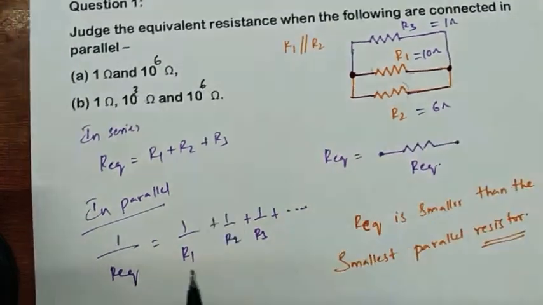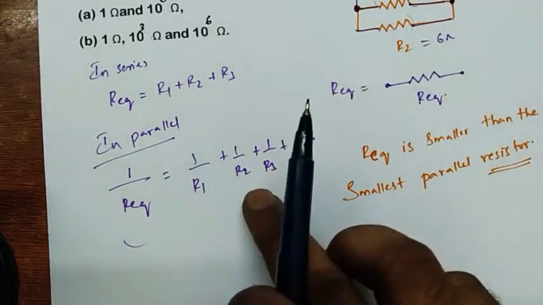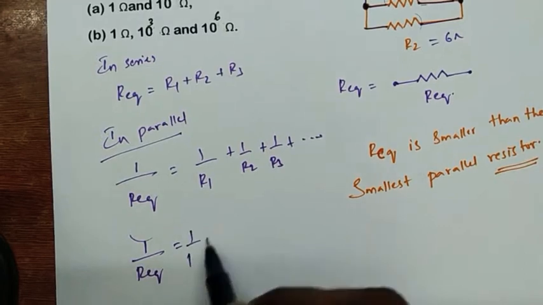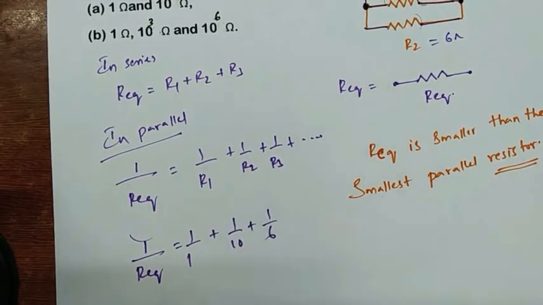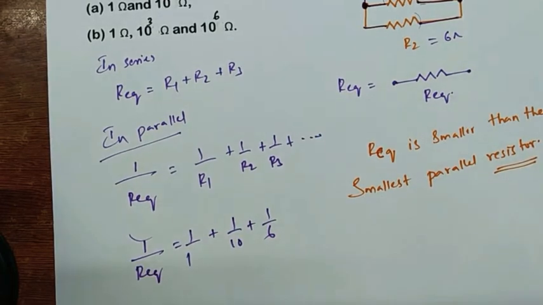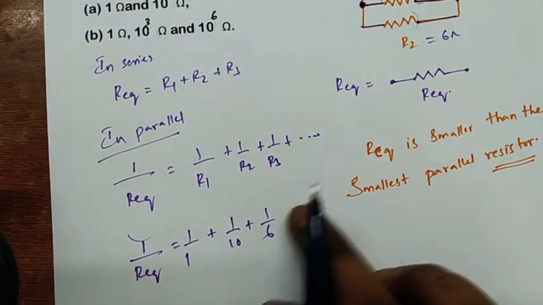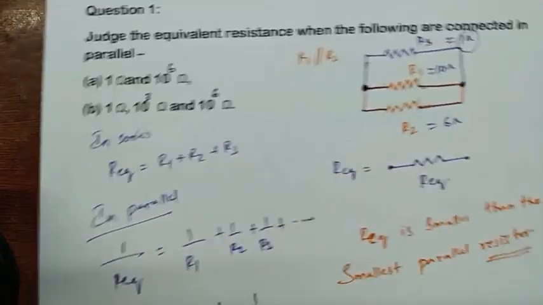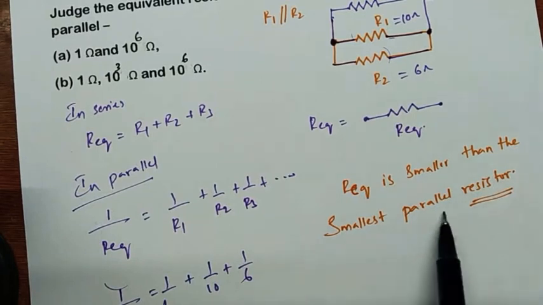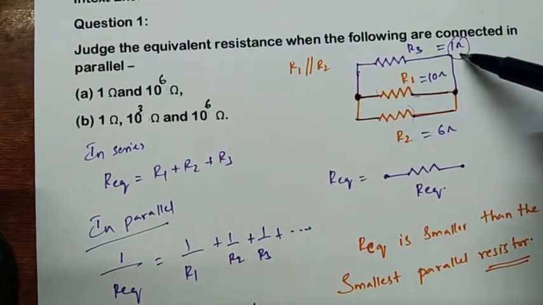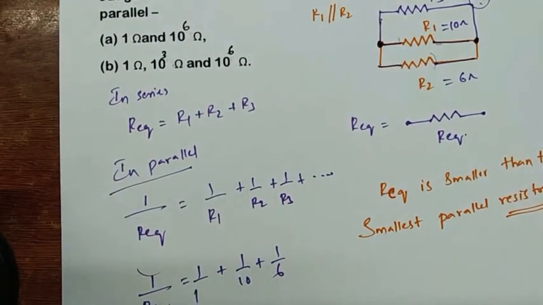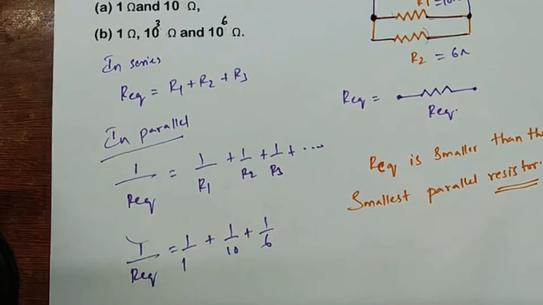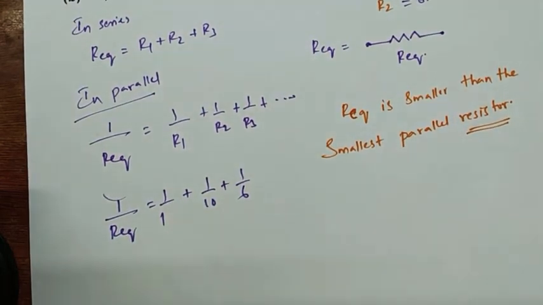If you apply this formula to find R equivalent, 1 by R equivalent is equal to 1 by 1 plus 1 by 10 plus 1 by 6. If you find R equivalent, you will get a value that is less than 1 ohm. That is the meaning: R equivalent is smaller than the smallest parallel resistance. Here the smallest parallel resistance is 1 ohm, so the R equivalent you got should be less than that 1 ohm. Okay, so the first case is completed.